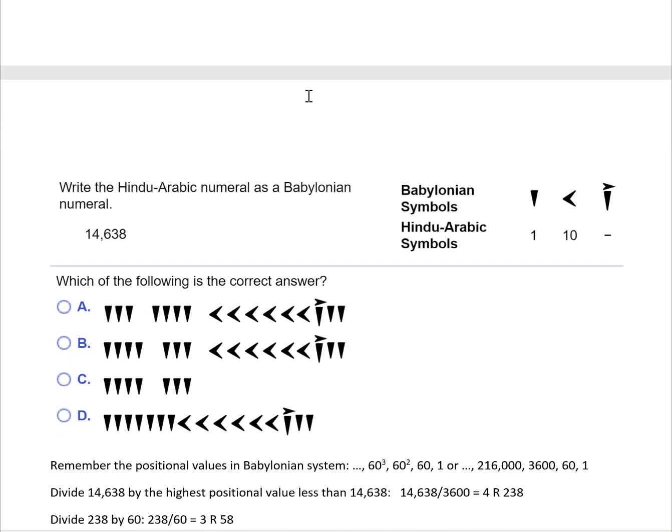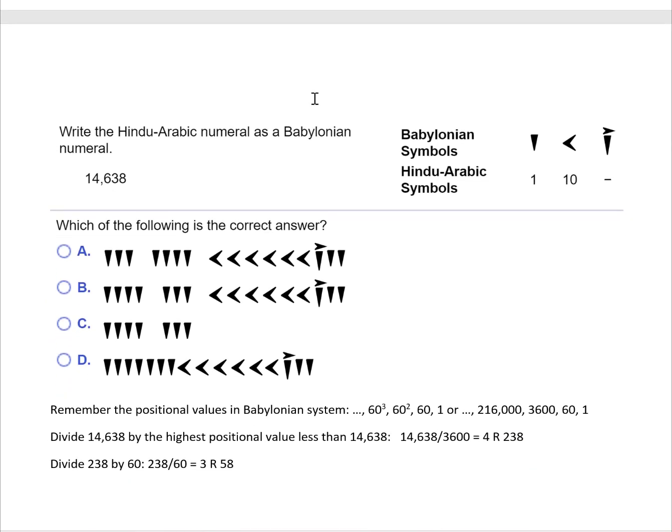Again, with the Babylonian system, now we want to write the Hindu-Arabic numeral as a Babylonian numeral. Again, you want to remember the positional values: 60 cubed, 60 squared, 60, and so forth. We want to find the highest positional value that's less than the number we're trying to represent, and that's going to be 3,600. So I take our number that we're trying to convert and divide by 3,600, and I get 4 with a remainder of 238.